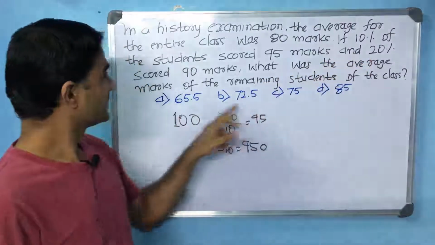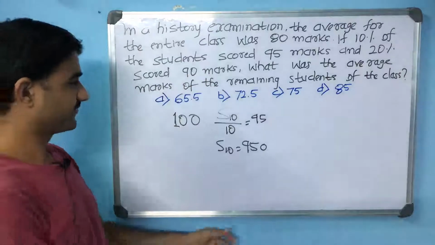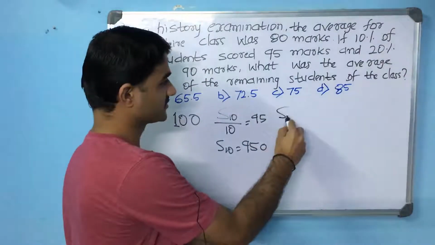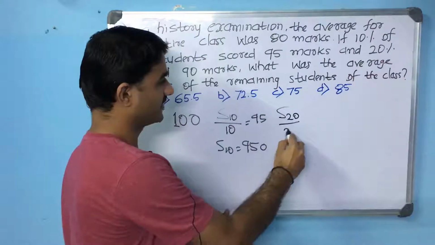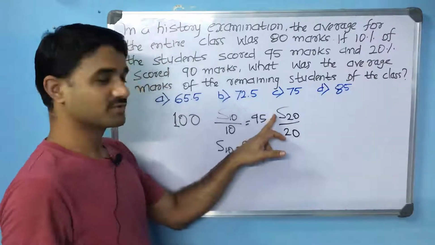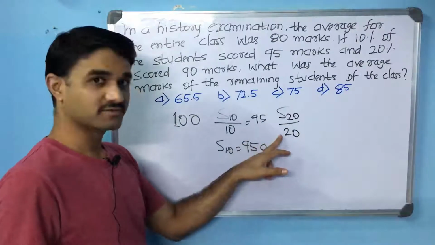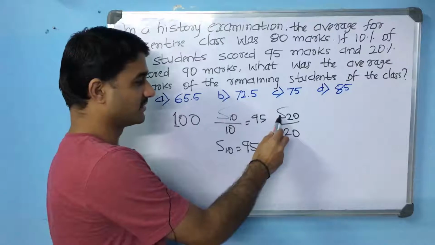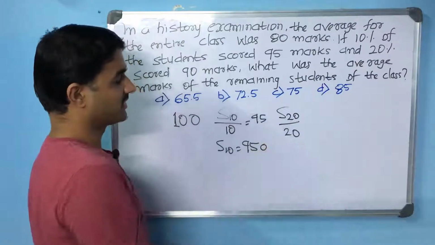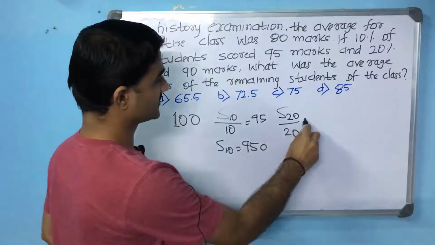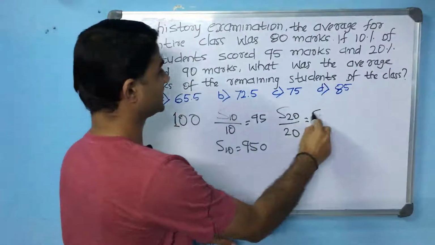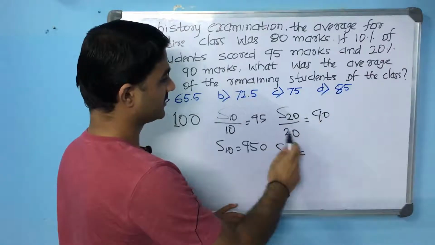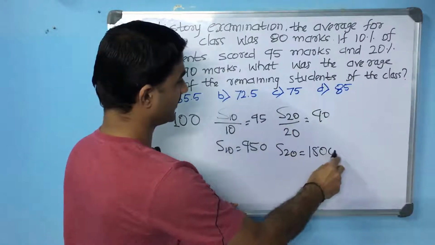And 20% scored 90 marks. 20% of 100 is 20. So sum of 20 divided by 20. Sum of scores divided by total number of scores will give us the average. This is equal to 90, which is given. So the sum of those 20 students, 9 into 2, is 1800.